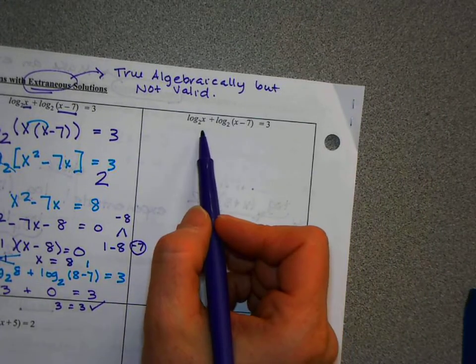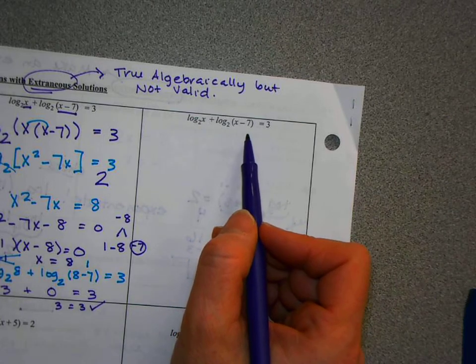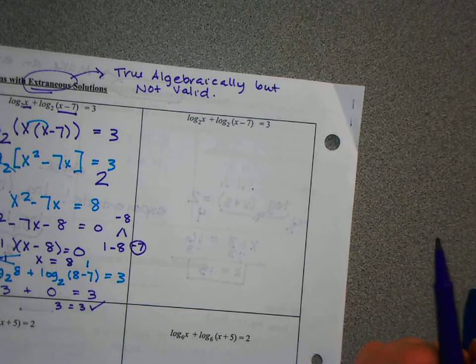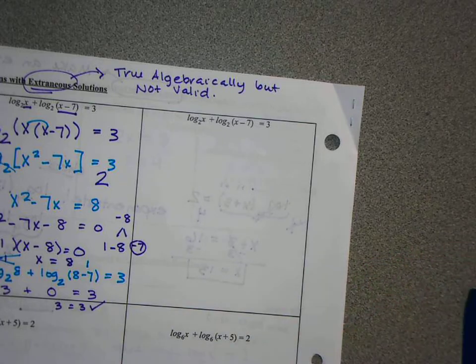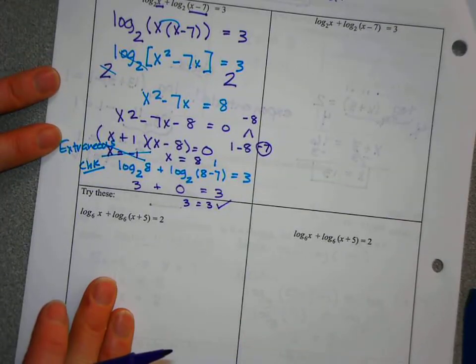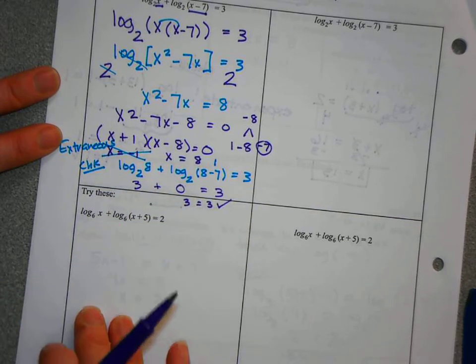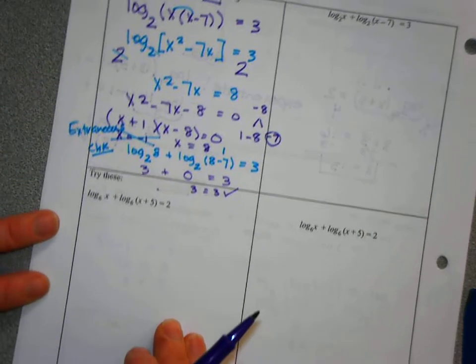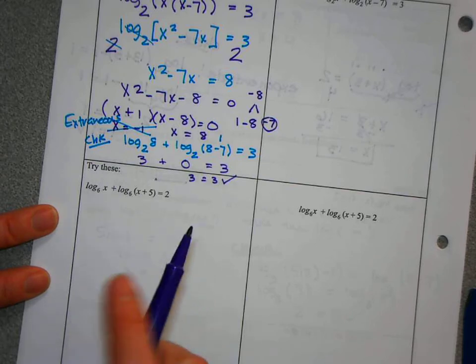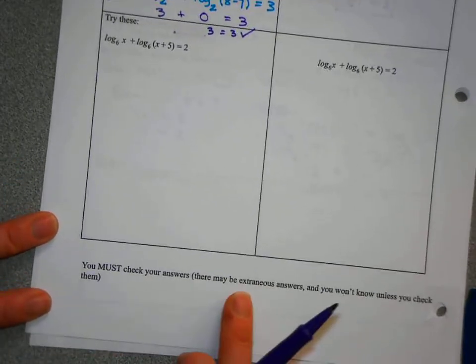All right, let's do it again. Now we're going to condense. Oh, that is a typo. So we're done. You guys stop the tape and try this problem. Solve, check your solutions, see if any are extraneous, and then do your final check. You must check your answers. There may be extraneous answers.